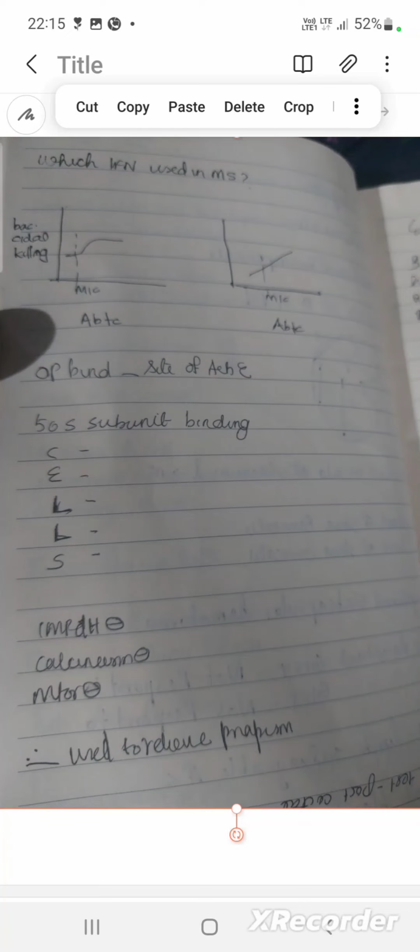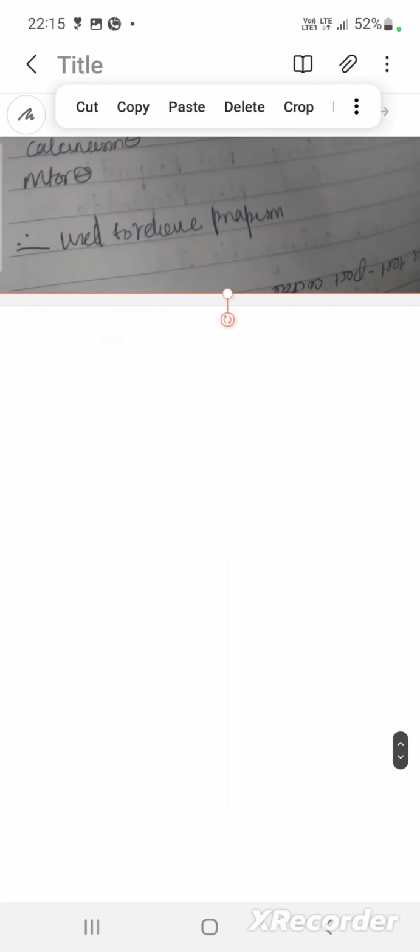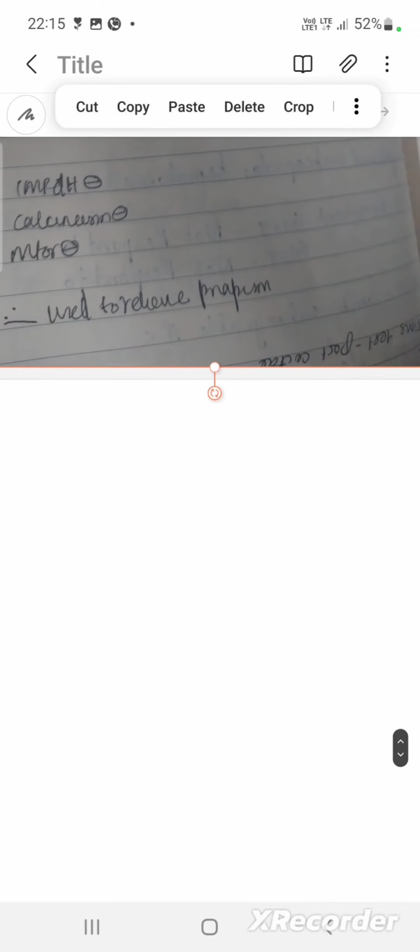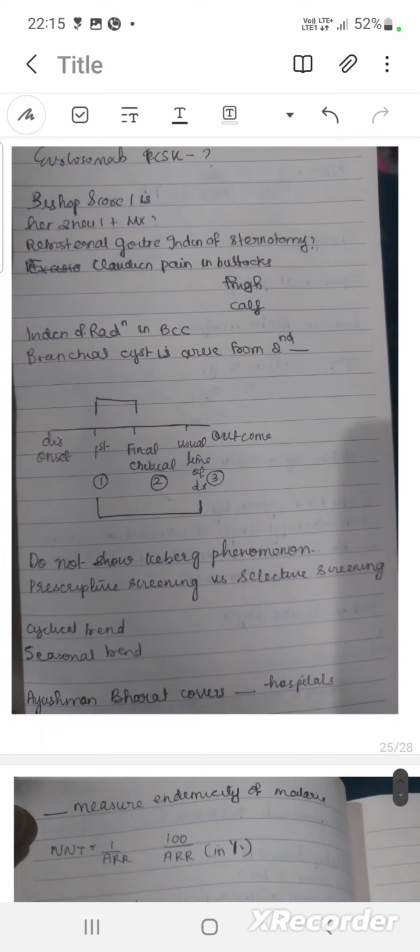IMP dehydrogenase enzyme inhibitor is, so this is ICMR, I for IMP dehydrogenase enzyme inhibitor mycophenolate, calcineurin inhibitor cyclosporin tacrolimus, mTOR inhibitor sirolimus everolimus. Used to relieve priapism, that is phenylephrine. Phenylephrine is an alpha agonist used to treat priapism. Priapism can occur when there is congestion of blood, so it will induce vasoconstriction.